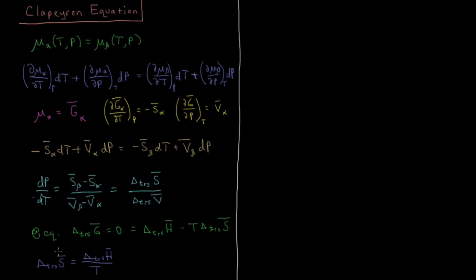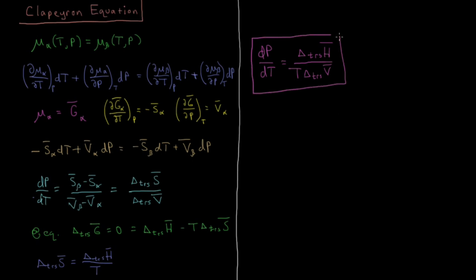So that leads us to the final form of our equation. Substituting this in up here, we have that the derivative of the pressure with respect to temperature, for how this equilibrium, how these coexistence curves change, is going to be the molar transition enthalpy divided by the temperature times the molar transition volume.